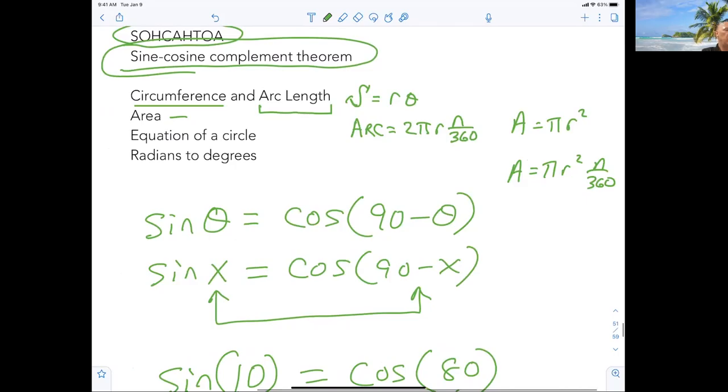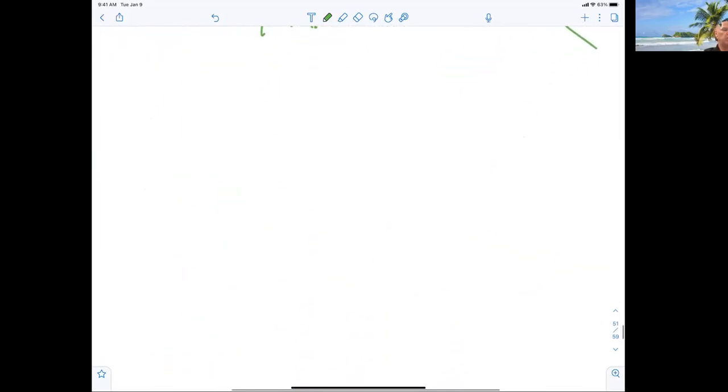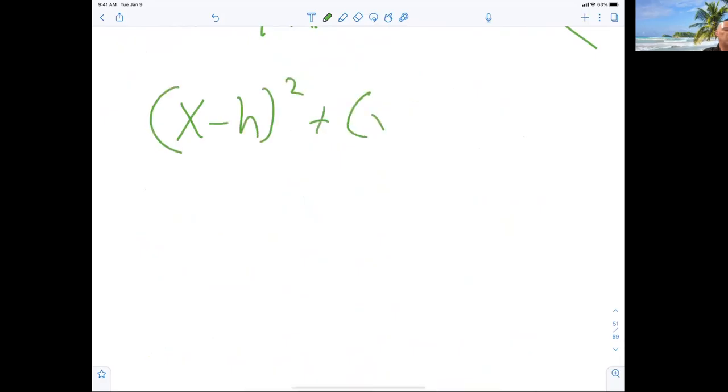And now, the one that is on the test that I need you to make sure you're good at is the equation of a circle. So I'm going to make sure I write that down for you. (x minus h) squared plus (y minus k) squared equals r squared. All right, that's the important part.